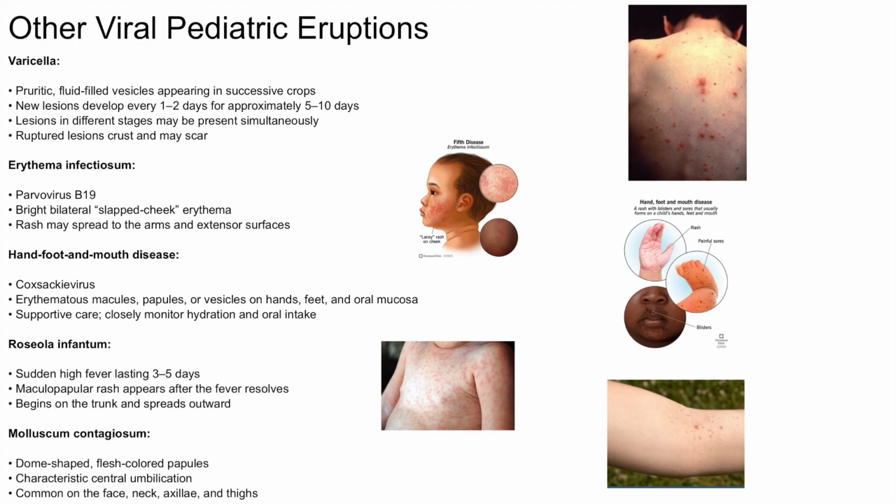The quickest distinctions are crops of lesions for varicella, slapped-cheek for B19, but again, be careful with that one. Palms, soles, mouth for Coxsackie virus, fever, then rash for roseola, and then umbilicated papules for molluscum. And remember, that's caused by pox virus there.